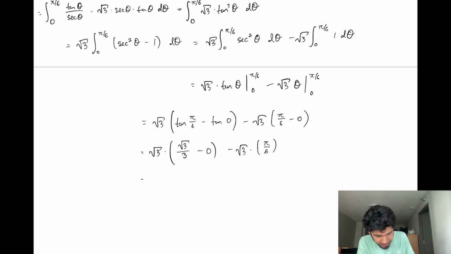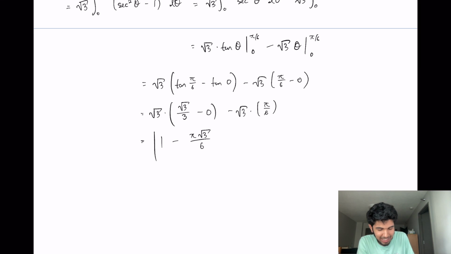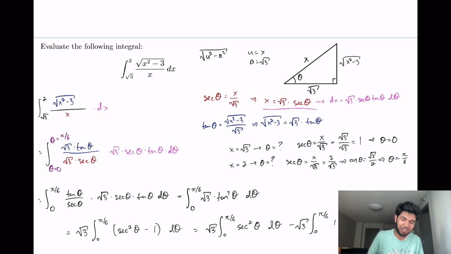Simplify this a bit further. Square root of 3 times square root of 3 over 3 is equal to 1. And we subtract from that pi times the square root of 3 over 6. That is our final answer. Another beautiful problem, and you can see techniques are building on each other again. This borrows stuff from the previous video on trig power integration.